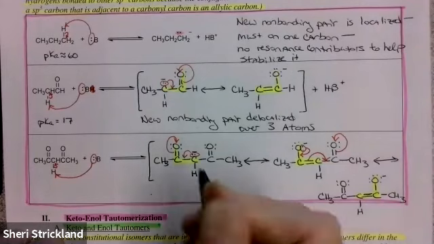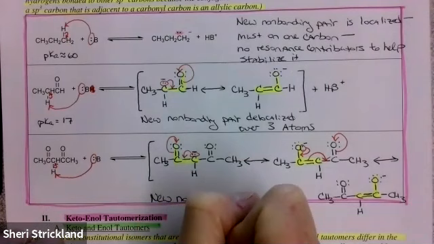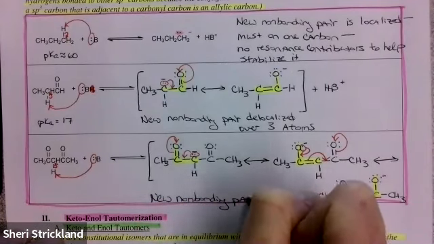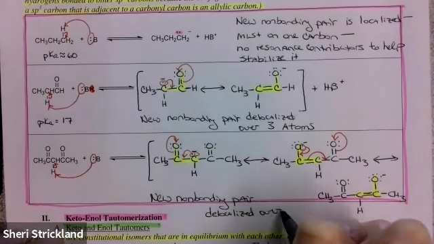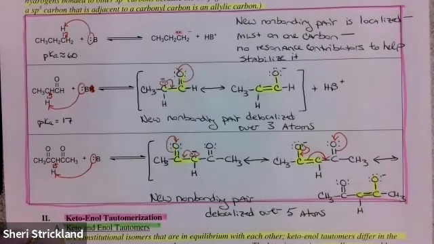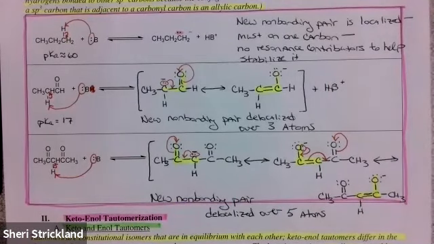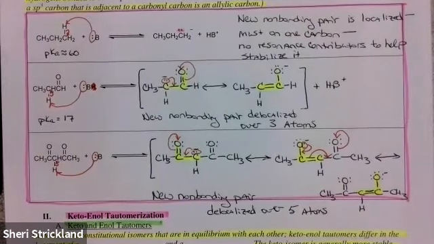All right, so if your non-bonding pair of electrons is delocalized over more atoms, then it will be more stable. If the conjugate base is more stable, then the acid should be more reactive. It should be a stronger acid with a lower pKa.